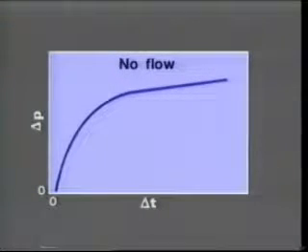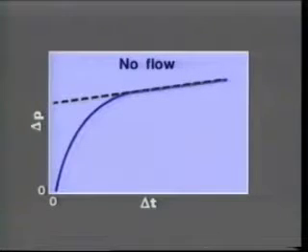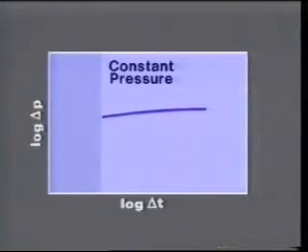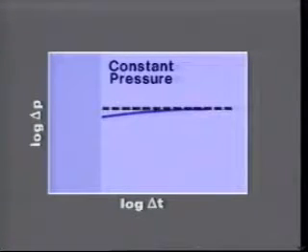If we plot delta P versus delta T, we see that the curve changes and becomes asymptotic to a straight line at later times. The slope depends on the reservoir size and flow rate. On the other hand, for a constant pressure outer boundary condition, a stabilization in pressure occurs. This means that delta P will approach a constant value with time.